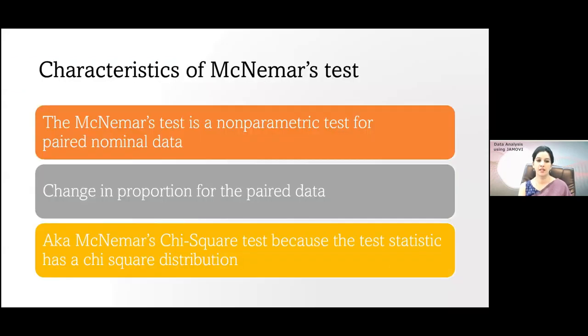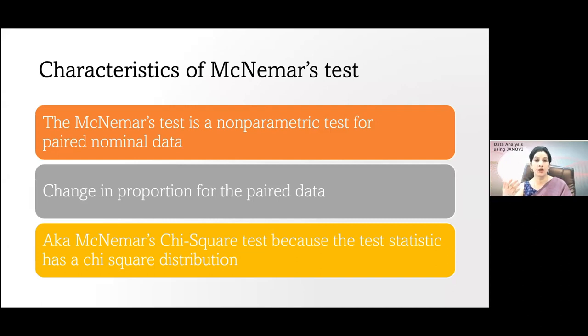So let's start with the characteristics of the McNemar test. This McNemar test is a non-parametric test. Like the chi-square and all, these are non-parametric, because you see that we don't check for normality or outliers in any of these tests. So whether the data is normally distributed or not, whether there is an outlier or not, we are not bothered about that.